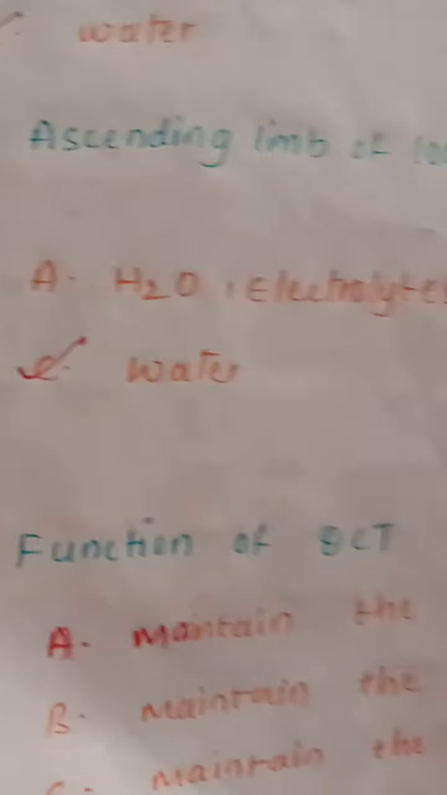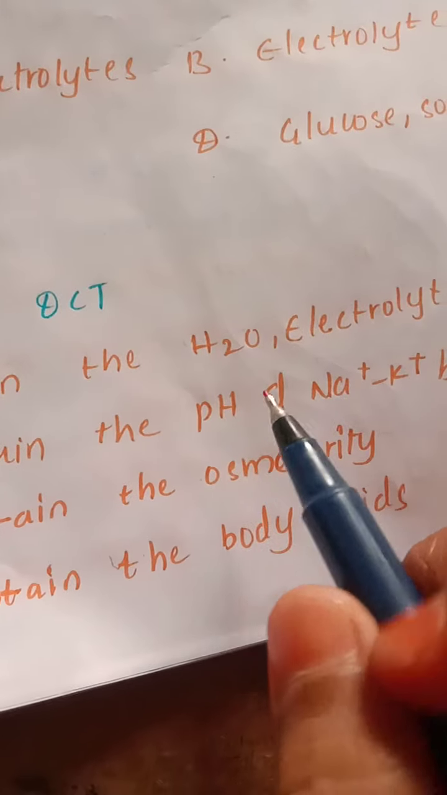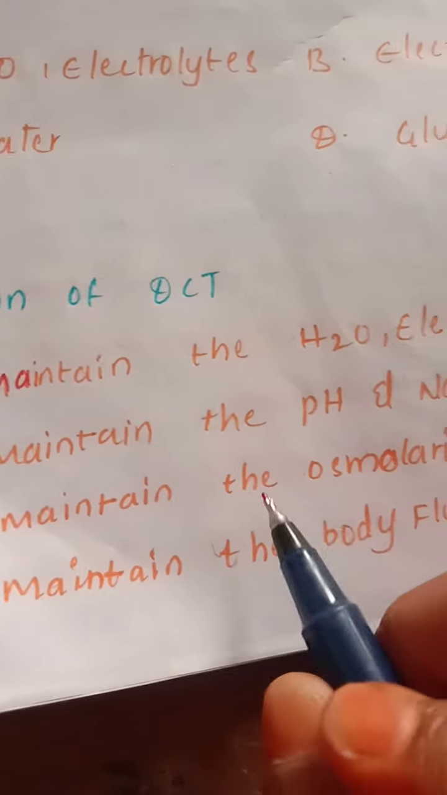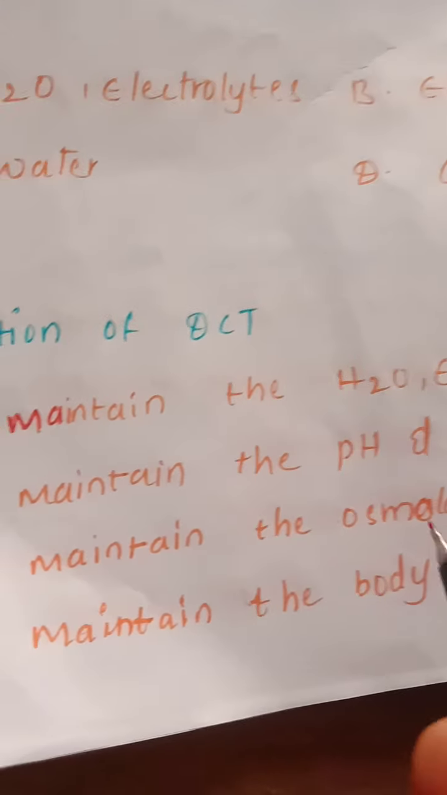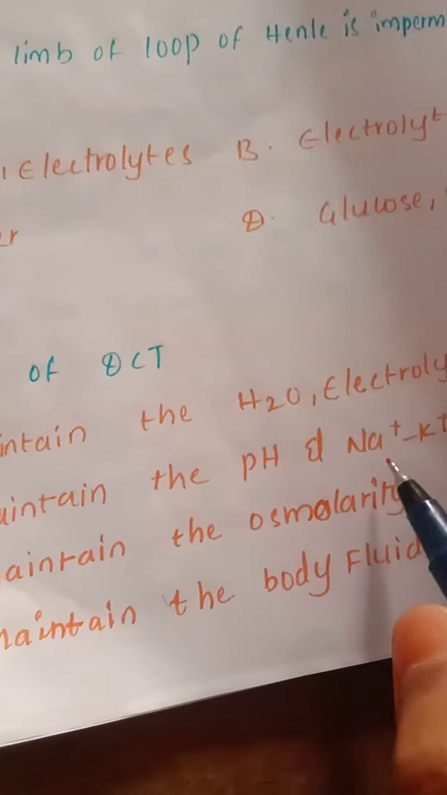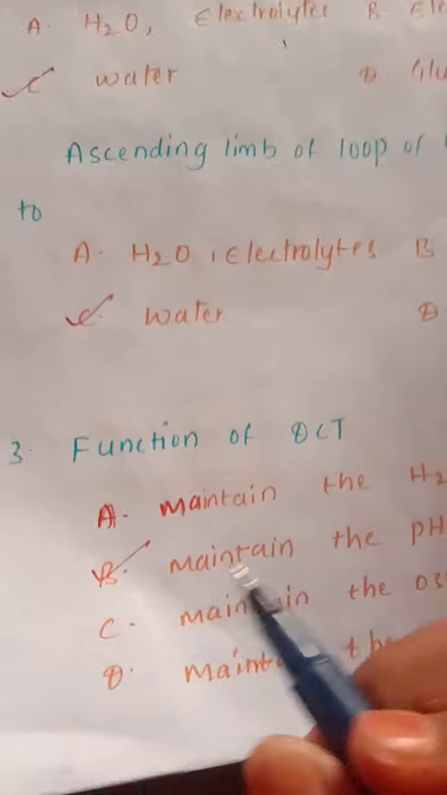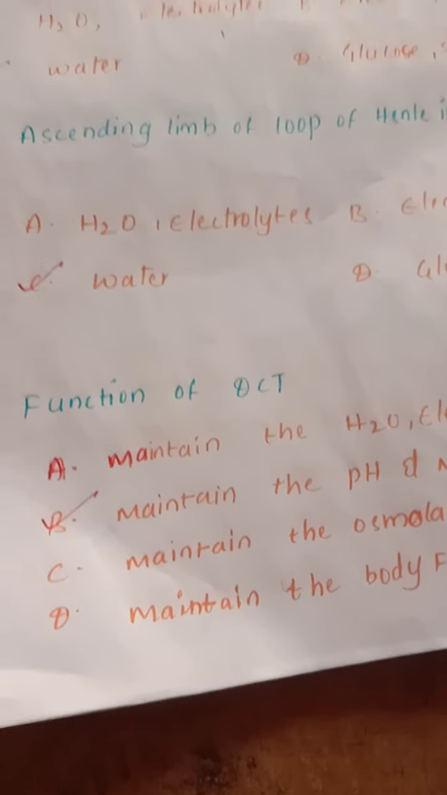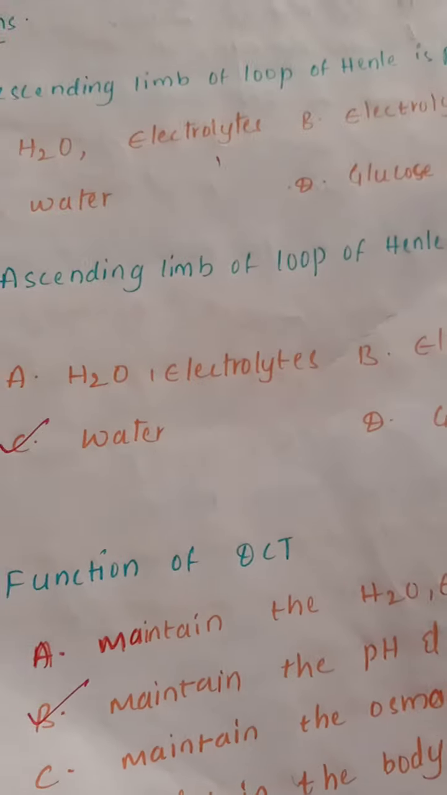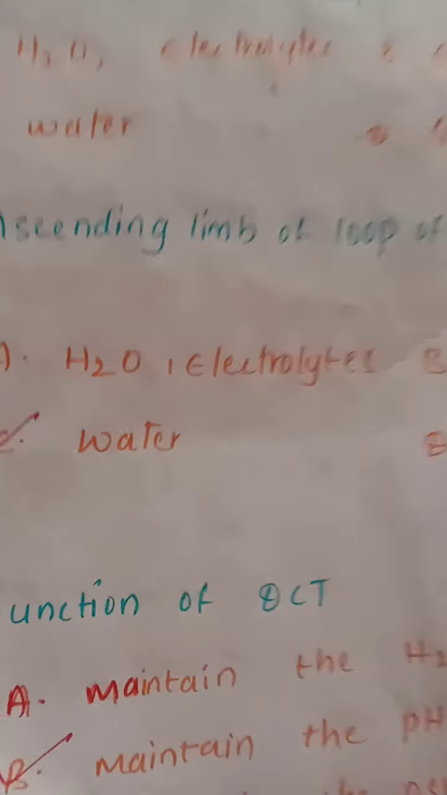Okay, what are the functions of DCT? To maintain water and electrolyte balance, maintain the pH and sodium potassium balance, maintain osmolarity, maintain body fluid. The main role of DCT is to maintain pH and sodium and potassium balance. Okay, this is the most important question regarding this topic, and we will see one more part in the next video. Thank you.